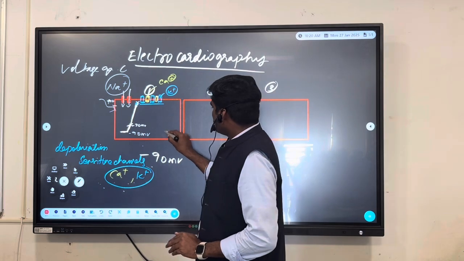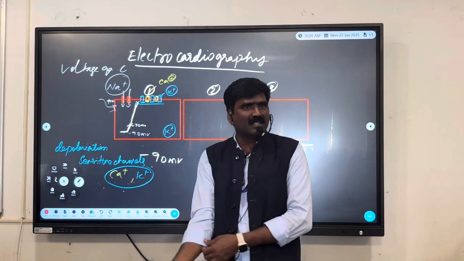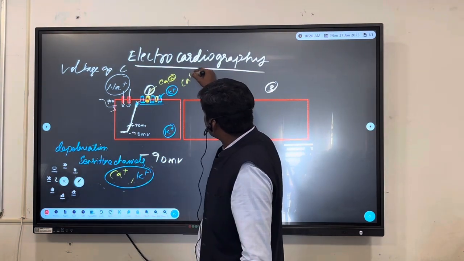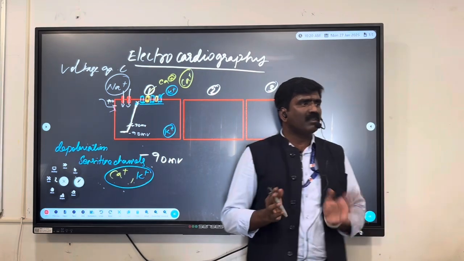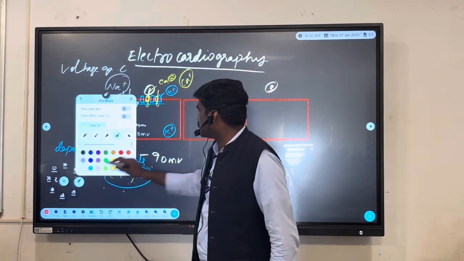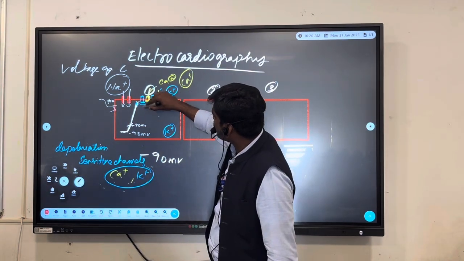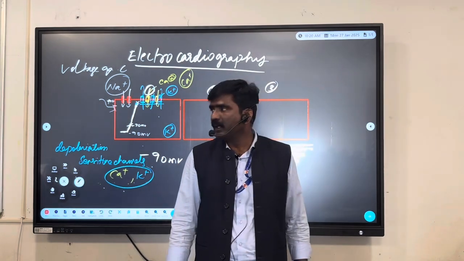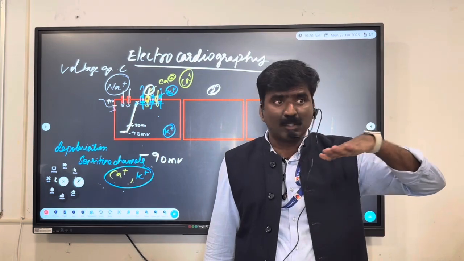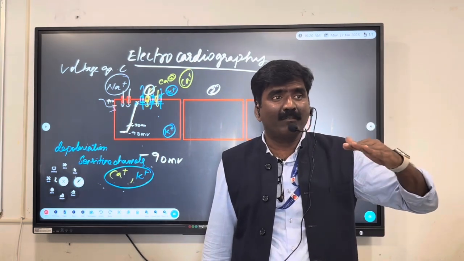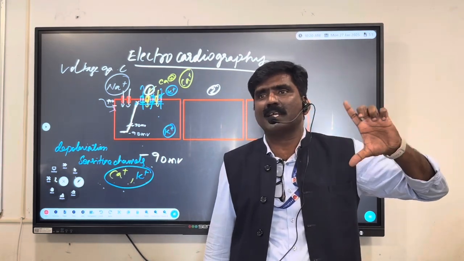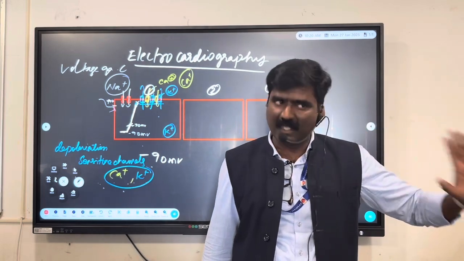So, intracellular potassium is high and extracellular calcium is high. Right? So now what will happen? Calcium will start coming in and potassium will start going out. Right? So depolarization sensitive calcium channel and potassium channel. Previously it was closed. When will it open? When the cell has become depolarized. Hence those channels are called as depolarization sensitive channels.